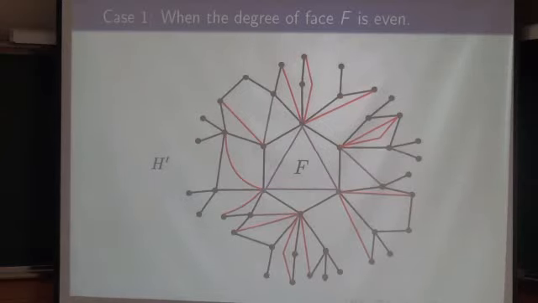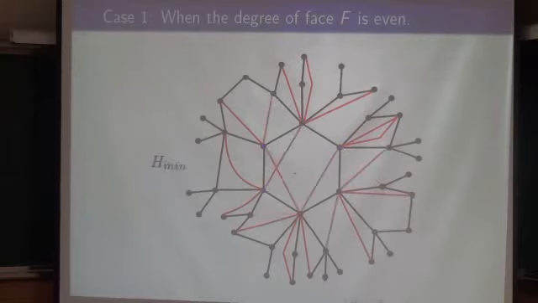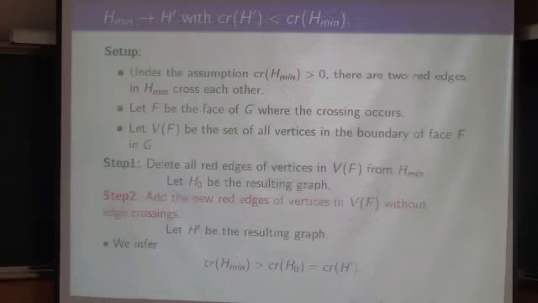So let's say this is H prime. Then this is how we do step 2 to draw the new red edges of vertices without edge crossings, right?